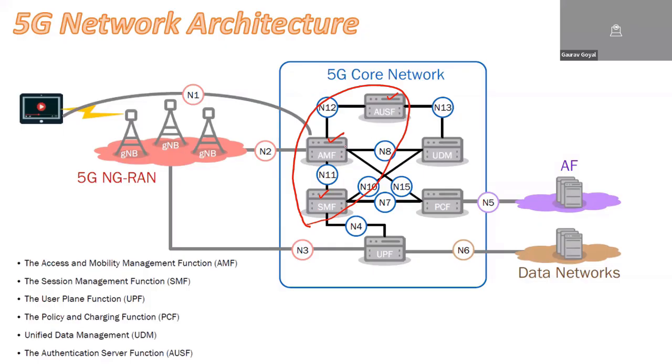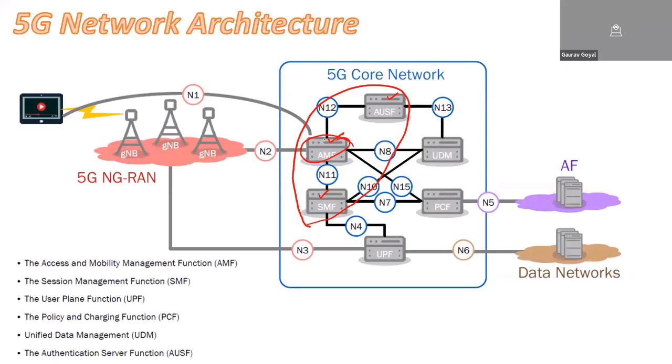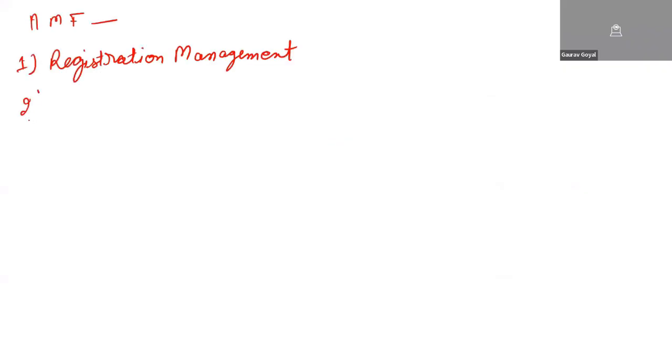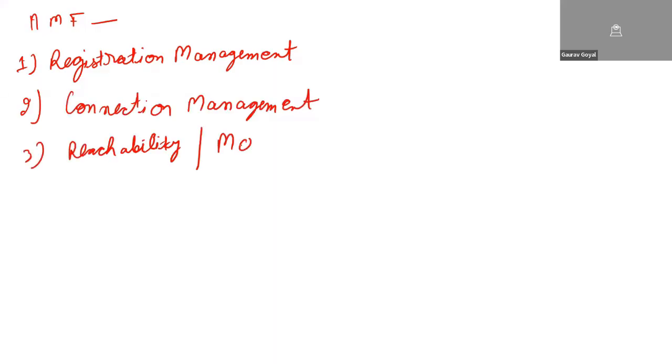So the first important thing is AMF, which is the access and mobility management function. It performs a few main functions: one is registration management, second is connection management, and third is reachability, or you can say mobility management. First is registration management. It allows UE to register and deregister with the 5G system, because registration is a must for UE to use the 5G services. Then we have connection management.